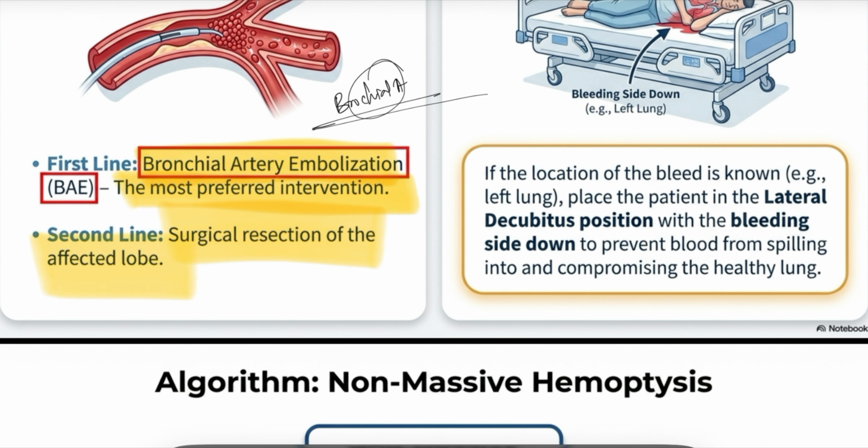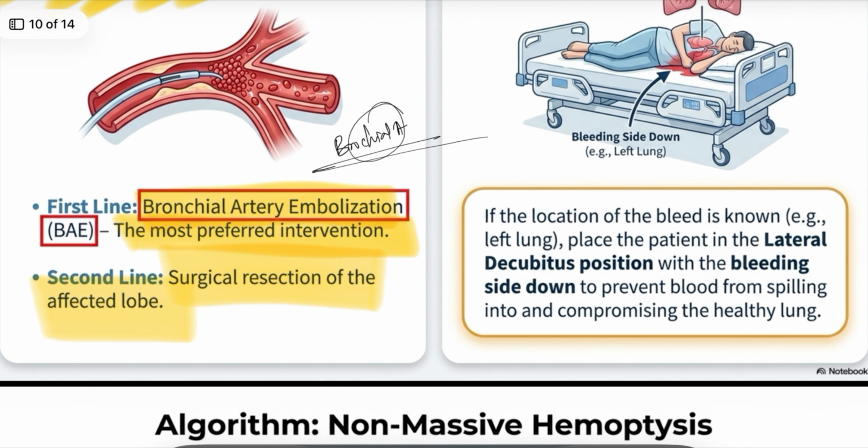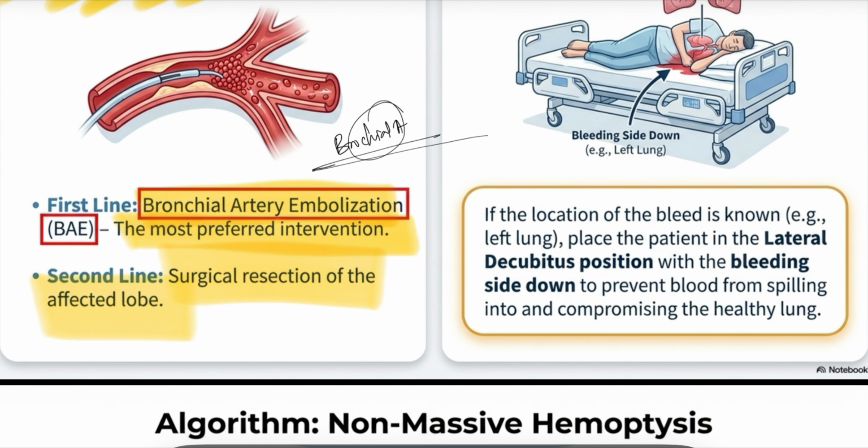If the bleed is not stopping even after embolizing the bronchial artery, then you have to go for second line treatment, that is surgical resection of the affected lobe. If the location of the bleed is known, place the patient in the lateral decubitus position with the bleeding side down to prevent the spilling of blood into the healthy lung.